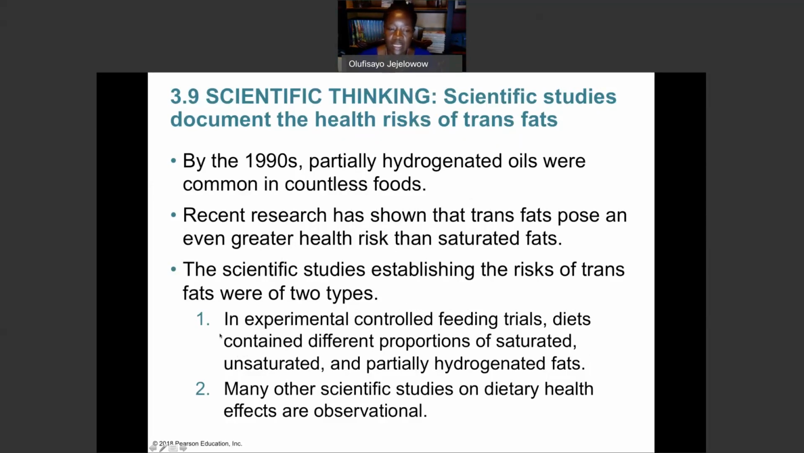In the scientific studies, there's an experimentally controlled feeding trial where diets contain different proportions of saturated, unsaturated, and partially hydrogenated fats. And the outcome of the result was that the trans fats pose even greater risk.